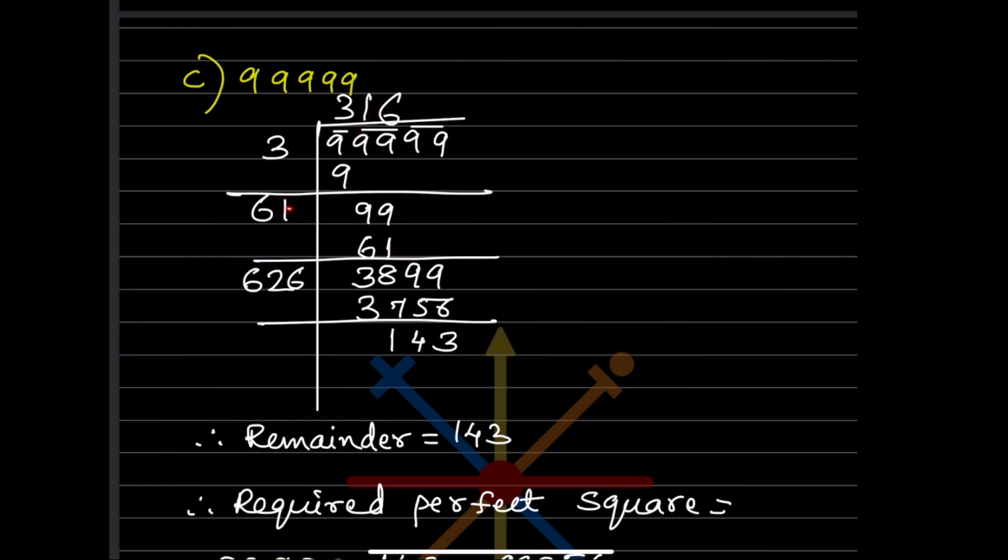So now what will you do here? 61 and this 1, you are going to add it. That is going to be 62. And the remainder here is 38. So now if you are taking 62 and this is 38, 38 is a smaller number. So you have to take these two numbers down.